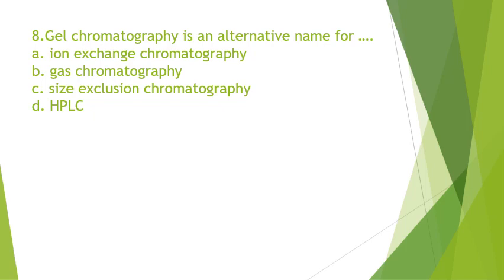MCQ number 8. Gel chromatography is an alternative name for: option A, ion exchange chromatography; option B, gas chromatography; option C, size exclusion chromatography; option D, HPLC. And our correct answer is option C, size exclusion chromatography. Gel chromatography is an alternative name for size exclusion chromatography.